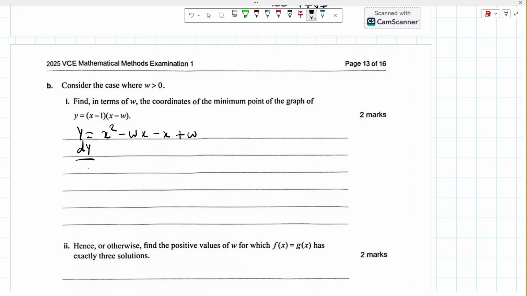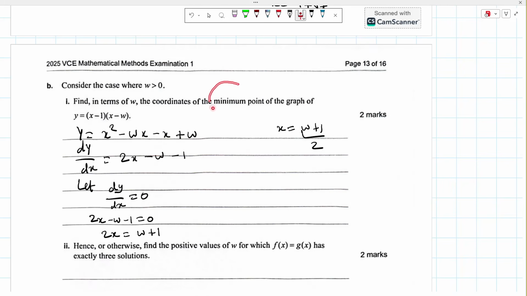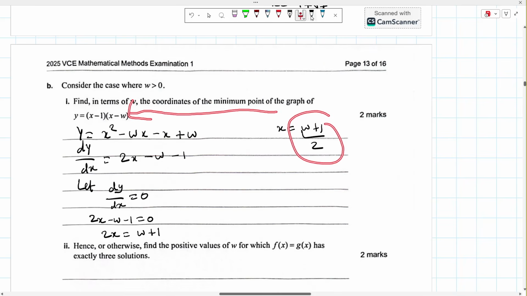So let's do dy dx. It's going to be 2x minus w minus 1. We're going to let dy dx equal 0. So you get 2x minus w minus 1 is equal to 0. 2x is equal to w plus 1. And x is equal to (w plus 1) over 2. That's our x coordinate of the minimum point. Let's put this back into the original function to find the y coordinate.